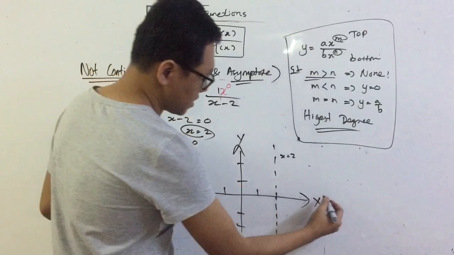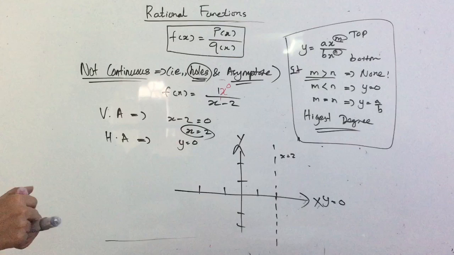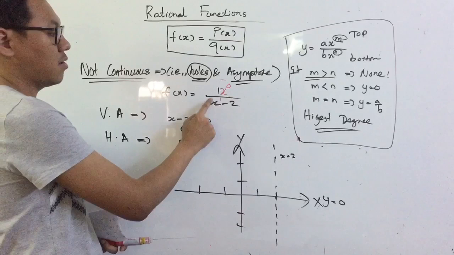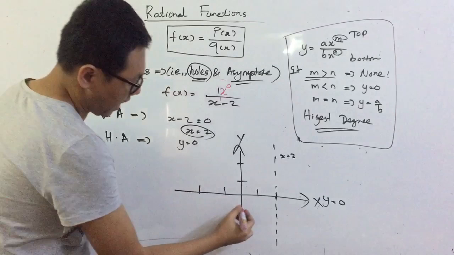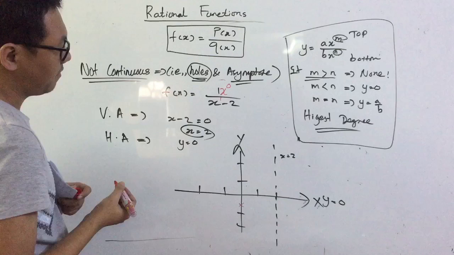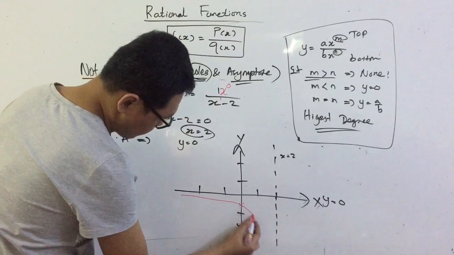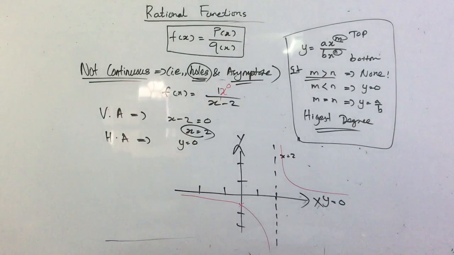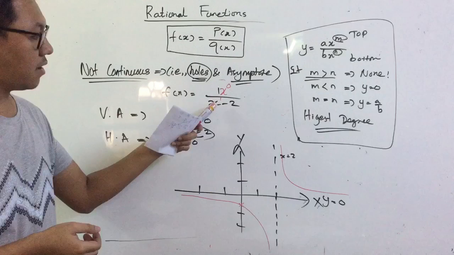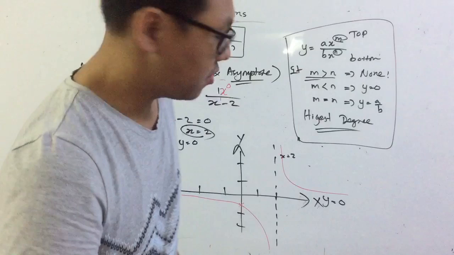And let's find the y-intercept first. Y-intercept is when x is equal to 0. So when x is equal to 0, it will be 1 over minus 2, so negative half. So this is the y-intercept. And the x-intercept, there won't be an x-intercept, right? Because this is the horizontal asymptote, so the graph will look like this, and exactly like this on the other side. Okay, that's how we draw a rational function when the bottom degree is bigger. Okay, but let me show you one last example.